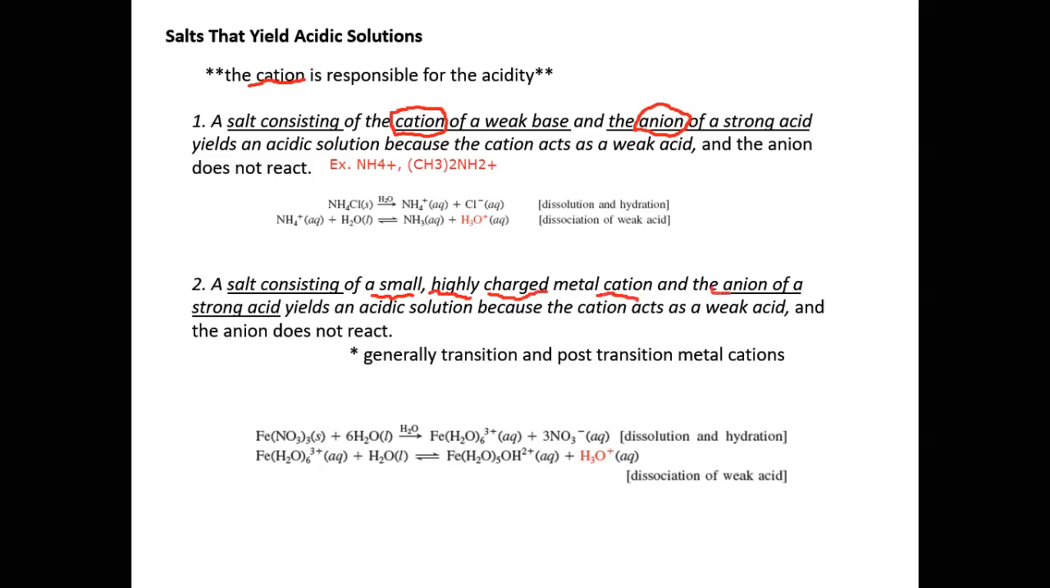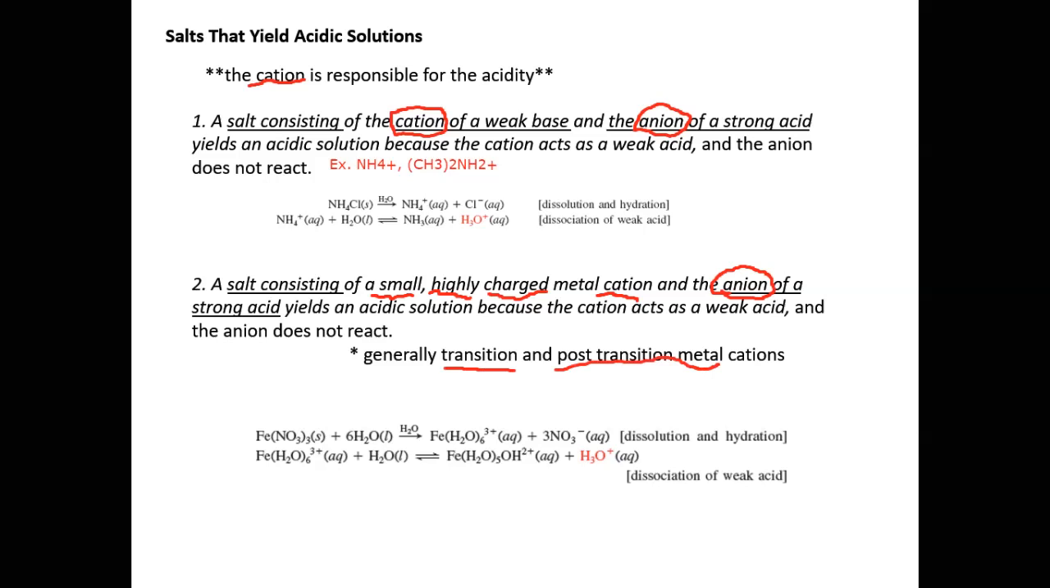And it includes an anion of a strong acid. Because what happens is the small, highly charged metal cation acts as a weak acid and reacts with the water. The anion does not. These are generally going to be your transition metals and post-transition metals, like aluminum, gallium, tin, lead, etc.